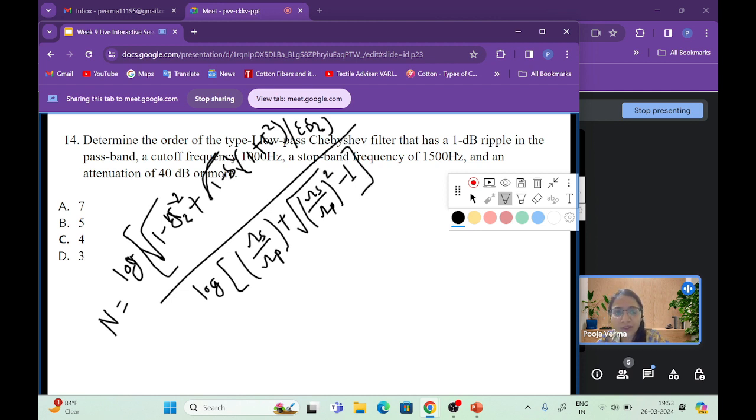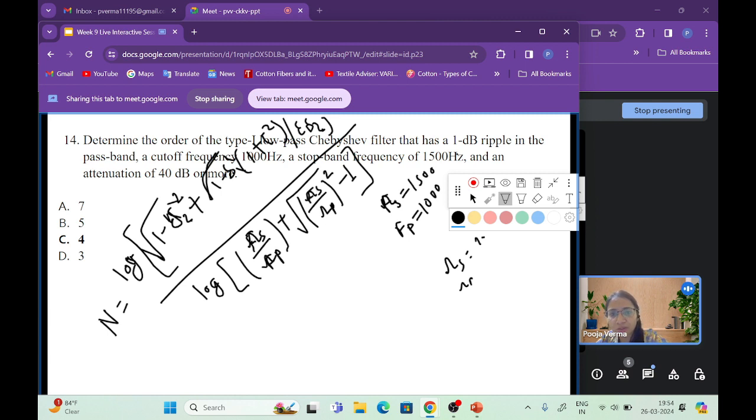Now here the stop band frequency is given, that is omega s, or you can say that fs is given as 1500 hertz, and the cutoff frequency in the pass band is given, fp, that is 1000 hertz, and here the sampling frequency is not given. So if you convert fs and fp into omega s and omega p, that is 2 pi fp divided by fs, the whole term will be cancelled out. So you can put omega s as fs divided by fp here. Okay, you can write it with fs and fp.